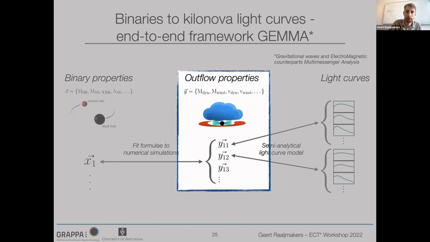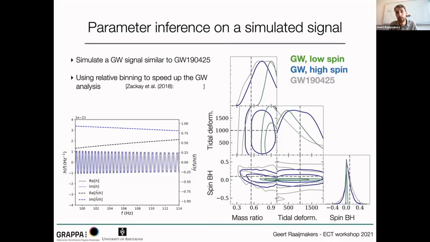And so what we wanted to do is this case study where we took 1904-25 as a black hole neutron star system that could potentially be very interesting because it has a very low mass ratio. So you would expect some EM counterpart for this system. And so we simulate a gravitational wave signal very similar to this merger.